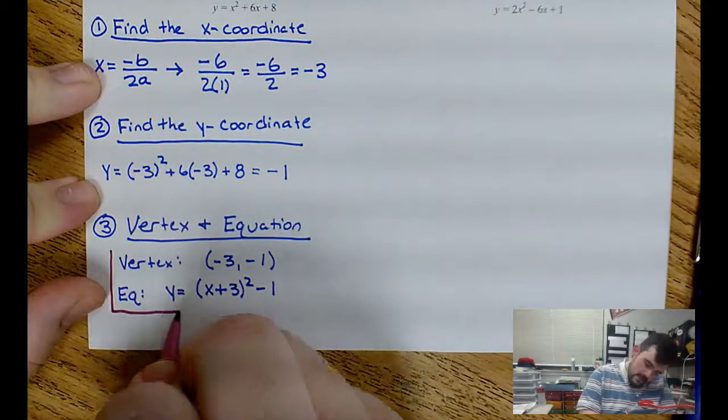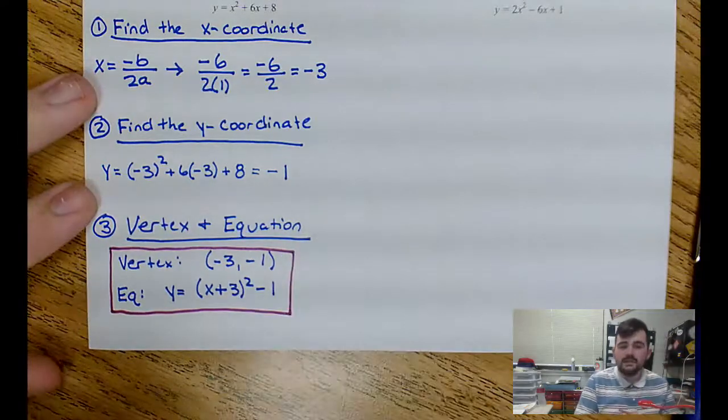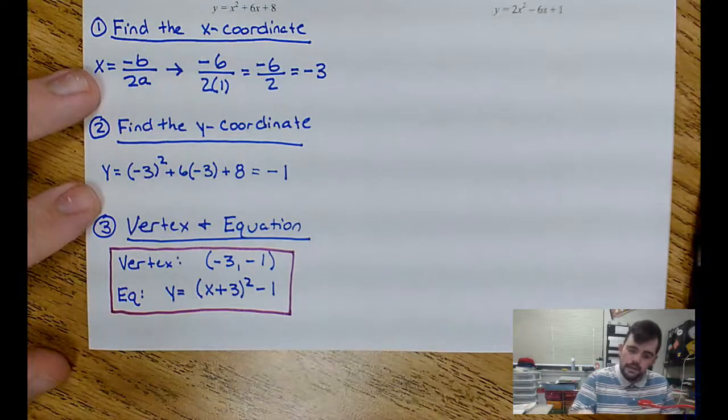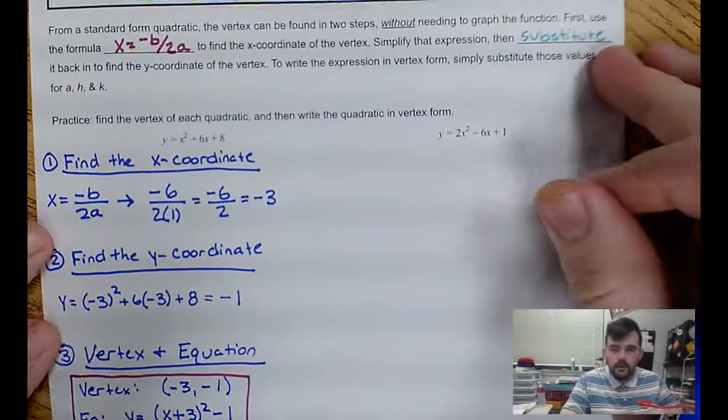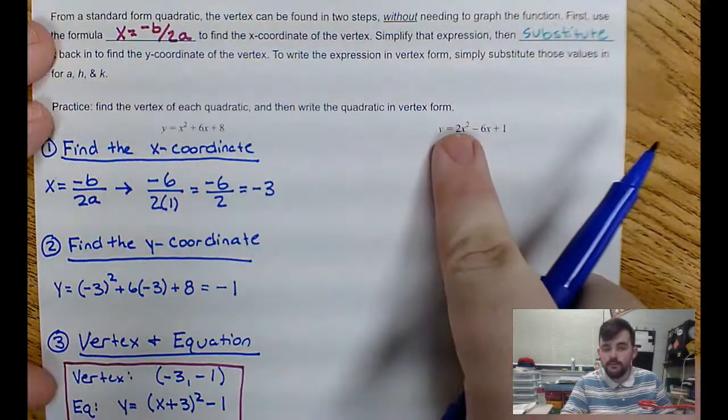Your vertex is negative 3, negative 1. Your equation is y equals x plus 3 squared minus 1. Let's try it again. Here, this one's just a little bit different. Same process, but I've got a 2 in front of it.